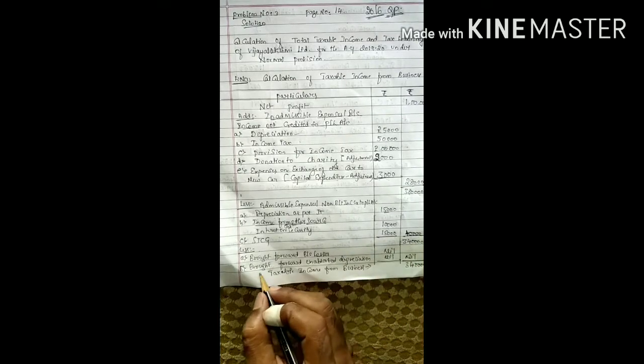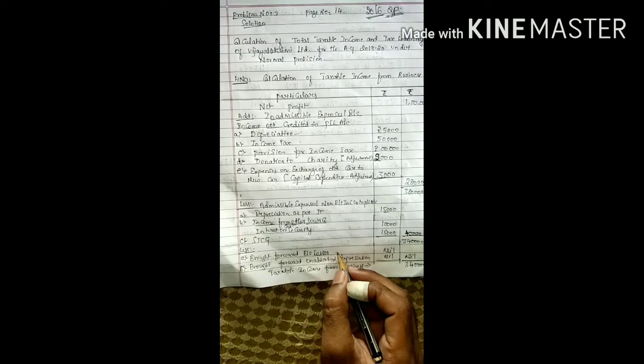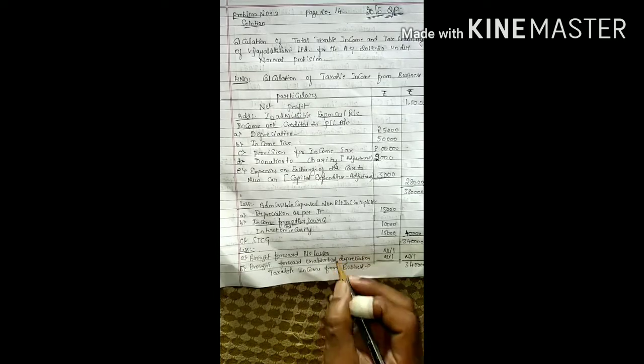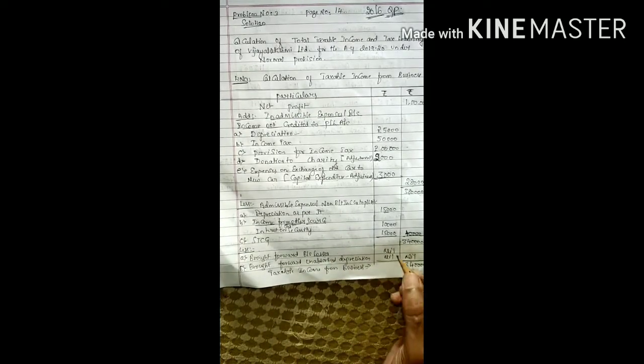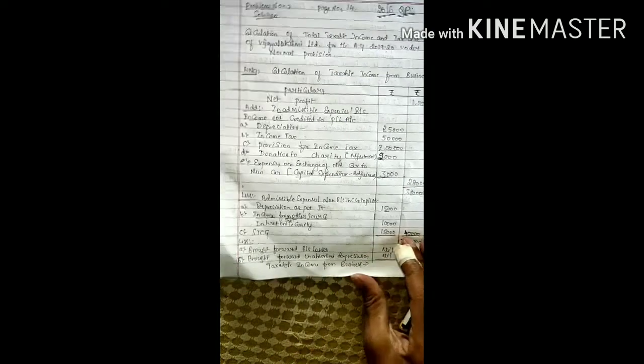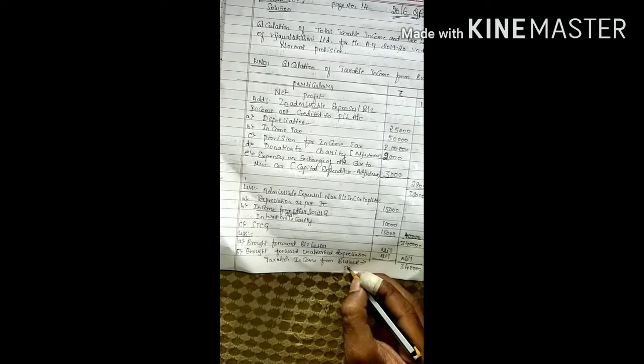From this amount, less brought forward business losses, that is set off of the losses and carry forward set off of the losses. Next, brought forward unabsorbed depreciation. If there is any, take the amount and deduct it from this amount. If there is none, show it as nil, and the total amount will be 3,40,000. This is called total income from business. It will be carried to step number 1.